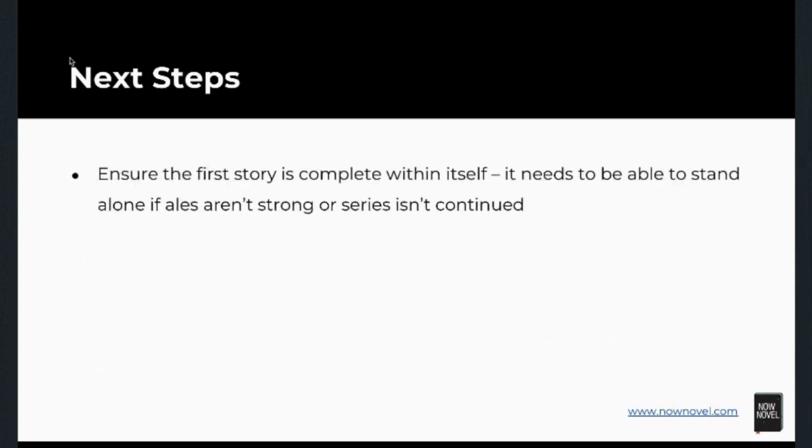Right, so next steps. Ensure that the first story is complete within itself. So even if you have chosen to write a serial, make sure that Harry Potter and the Philosopher's Stone or The Hunger Games Book 1 can be a standalone book. Because if sales aren't strong or the series isn't continued, you need readers to still feel like they had a satisfying reader experience. If they walk away feeling like, oh, well, now I never get the resolution to that. I mean, just think about how many TV shows you've watched that got cancelled and they'd ended the previous season on a cliffhanger. You walk away disappointed.